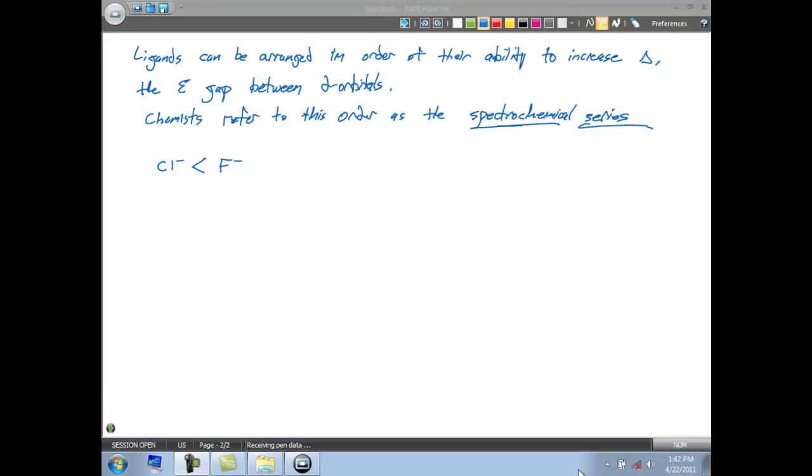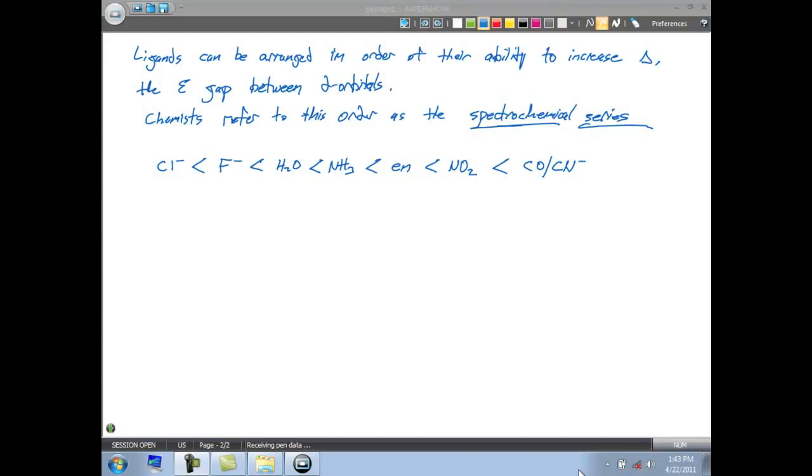We can then include a long list of the ligands. So the next one in line is water. Ammonia is going to be greater than water, which we saw in the previous example. Next is ethylene diamine, which is abbreviated EN, which we talked about as a bidentate ligand, followed by NO2, and lastly CO or CN minus. These are the common ligands that your textbook lists.